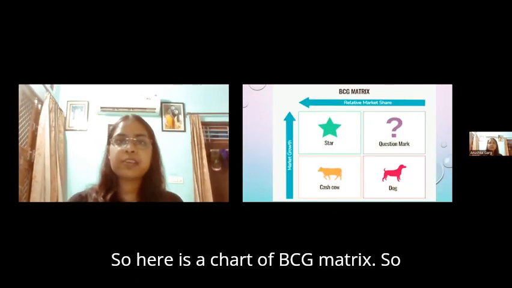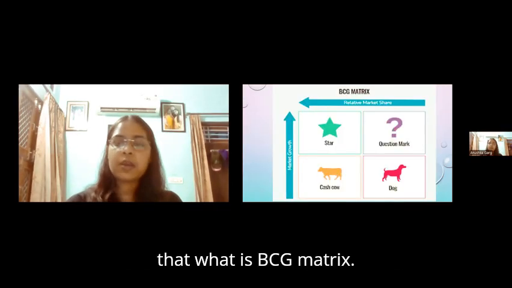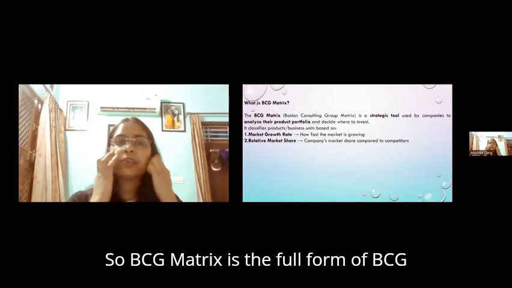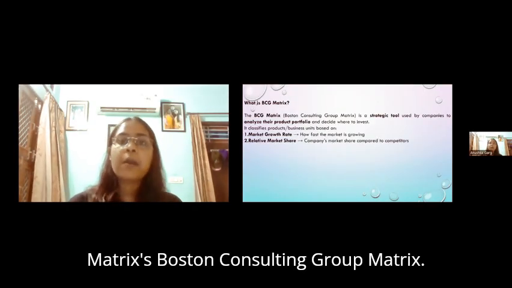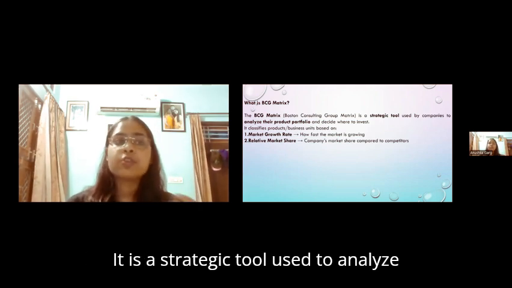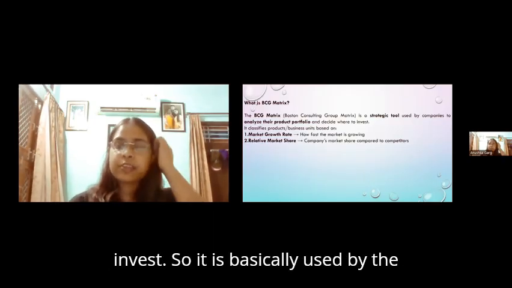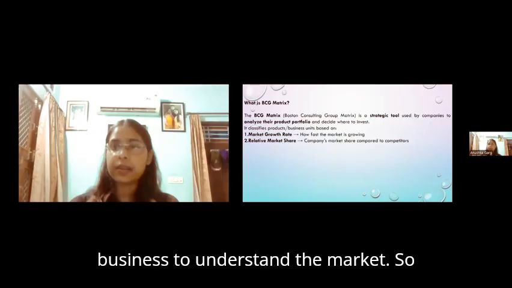So here is the chart of BCG matrix. First of all, we are going to understand what BCG matrix is. The full form of BCG matrix is Boston Consulting Group matrix. It was made by Boston Consulting Group. It is a strategic tool used to analyze the product portfolio and decide where to invest. It is basically used by businesses to understand the market.